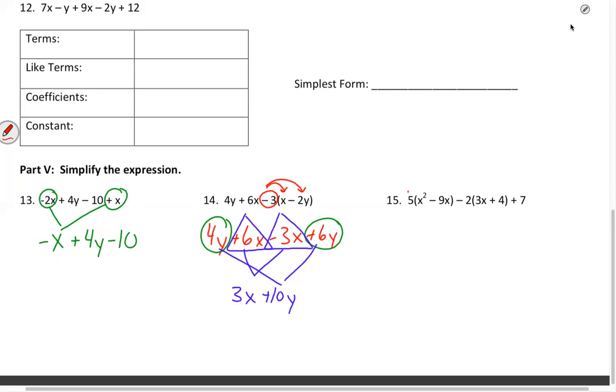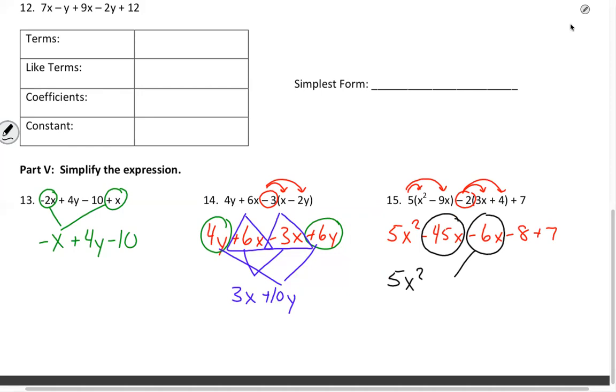For here, we have to distribute twice. Don't forget you're distributing a -2 here, so this is 5x squared minus 45x minus 6x minus 8 plus 7. So 5x squared has nothing to combine with. The x's, right here and here, they combine to give you -51x. And then my constants can be combined to give me a -1.